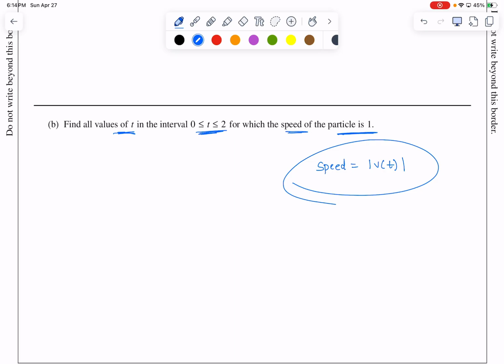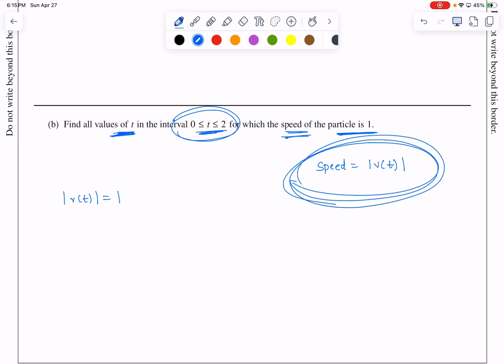They want to know, find all values of t in the interval from 0 to 2 for which the speed of the particle is equal to 1. So I want to know when the absolute value of v of t is equal to 1. If you put that down, that is worth 1 point by itself, nothing else. You knew to take the absolute value of velocity because that's the definition of speed, and you set that equal to 1.